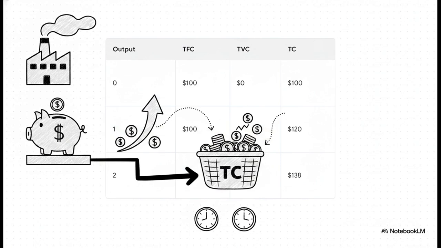Just take a look at this. At an output of 0, our total variable cost is 0, but we still have a total fixed cost of $100. When you add your total fixed costs and your total variable costs together, you get your total cost. Notice that as output goes from 1 unit to 2 units, the fixed cost is completely frozen at $100. But the variable cost jumps from $20 up to $38, pushing our absolute total cost up to $138.